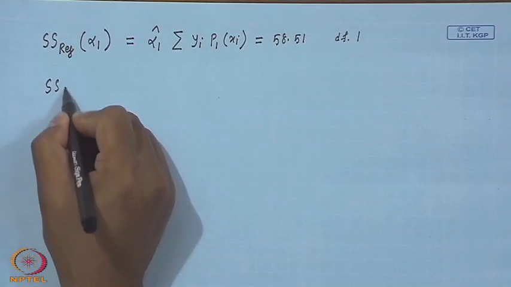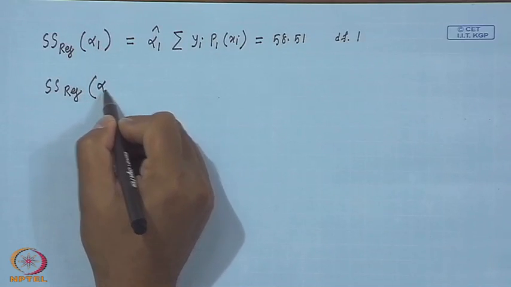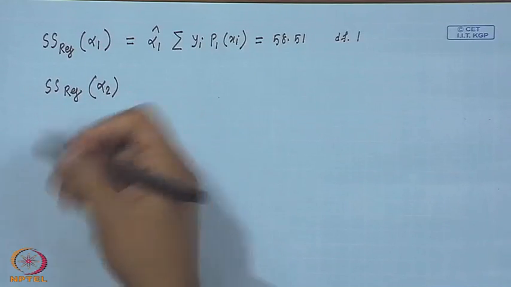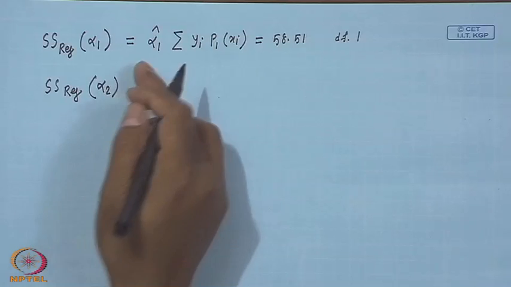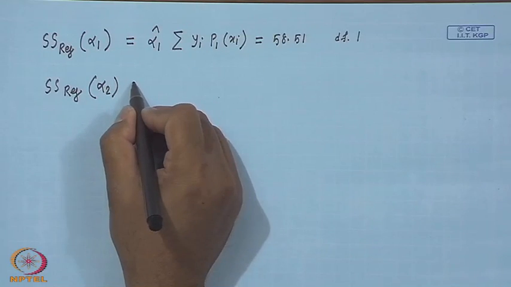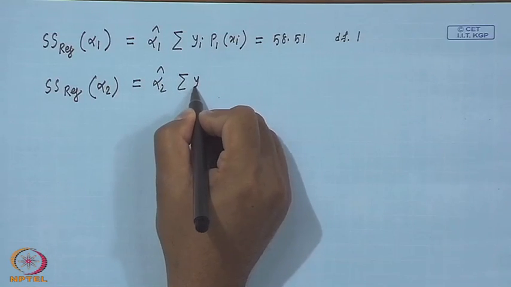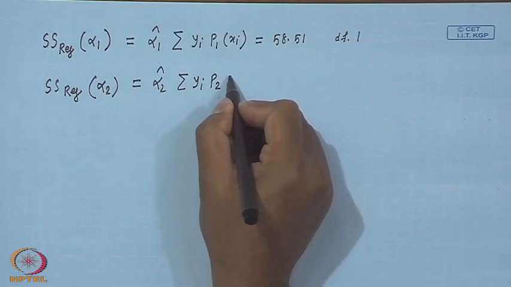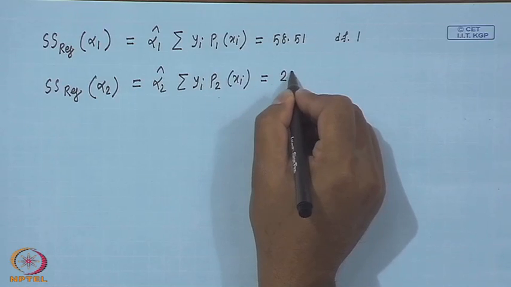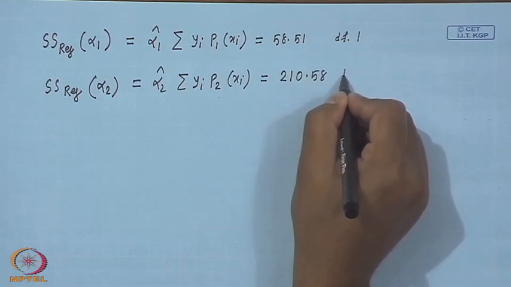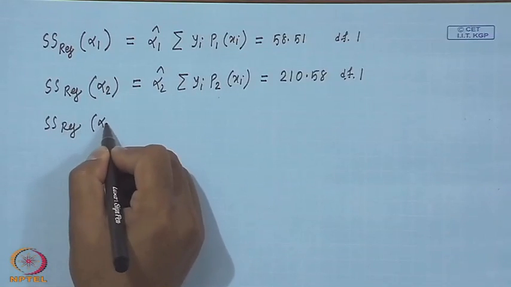Similarly, you can compute SS regression due to alpha 2, that means the contribution of the quadratic term, the alpha 2 x square, in the regression model. That is alpha 2 hat into summation y i p 2 x i. This one is nothing but 210, that you can check, with degree of freedom 1.